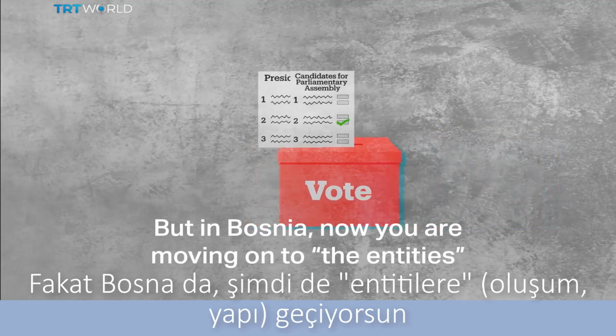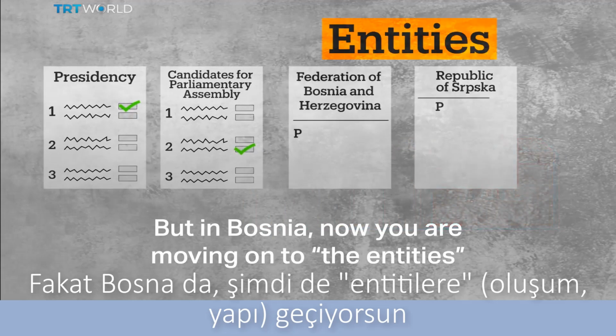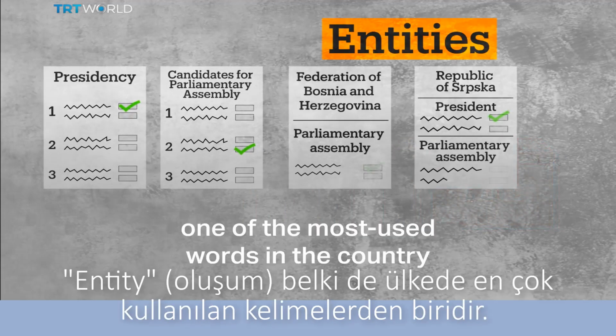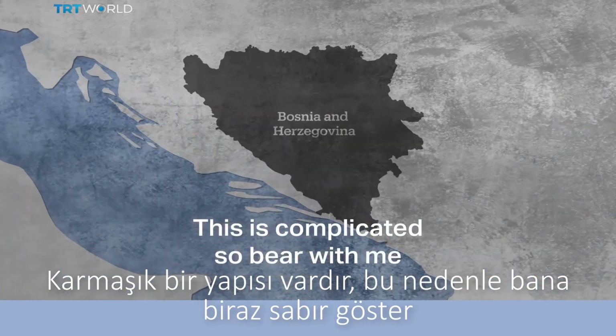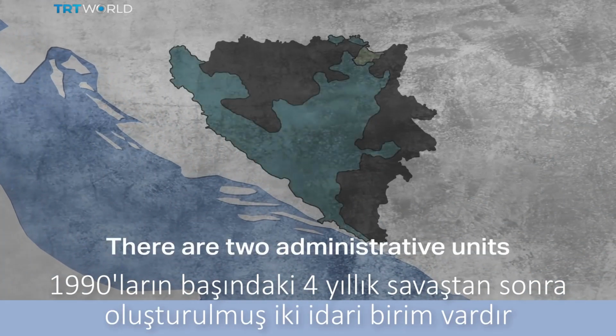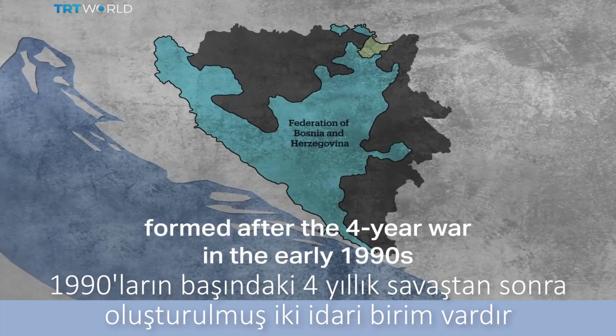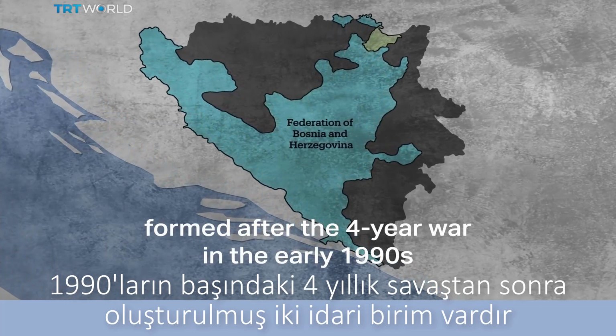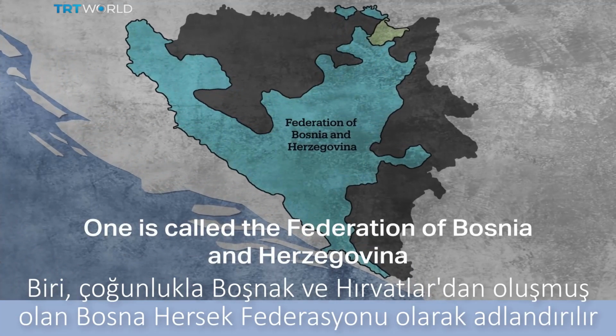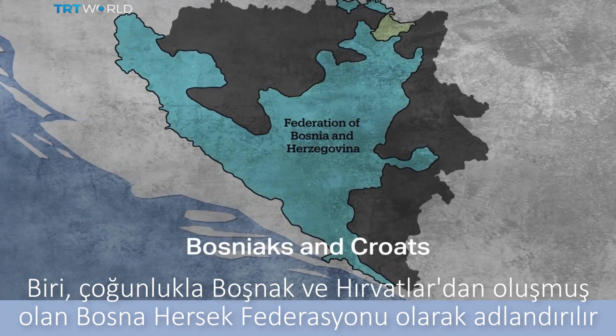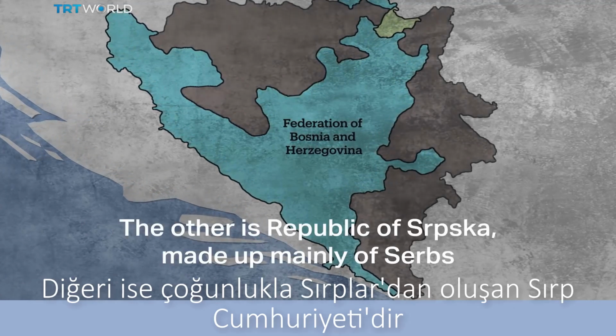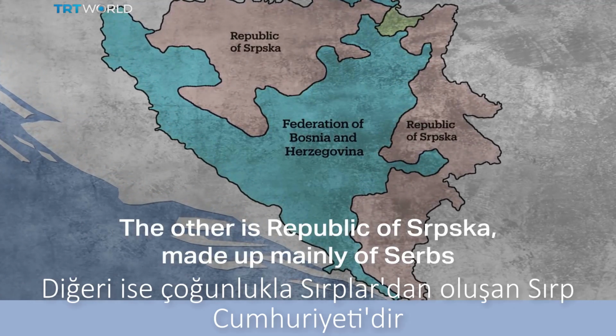But in Bosnia, now you're moving on to the entities. Entity is probably one of the most used words in the country. This is complicated, so bear with me. There are 2 administrative units formed after the 4-year war in the early 1990s. One is called the Federation of Bosnia and Herzegovina, made up mainly of Bosniaks and Croats. The other is Republic of Srpska, made up mainly of Serbs.